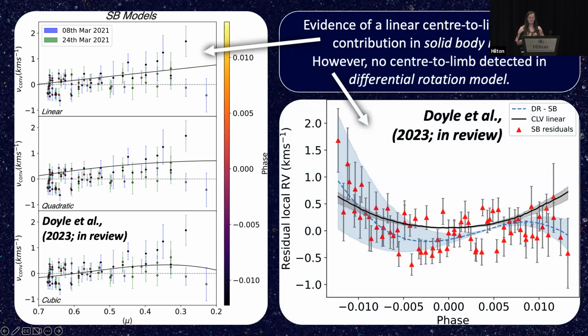So this is what I'm showing here, where we're comparing the linear center to limb variation from the solid body fit and the differential shear contribution of the local RVs. And overall, we find the shape of the solid body residuals is similar to both the linear center to limb contribution and differential shear contribution.